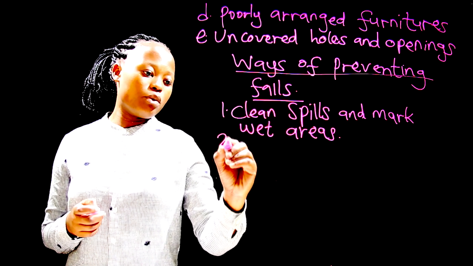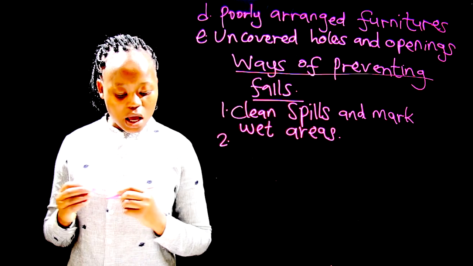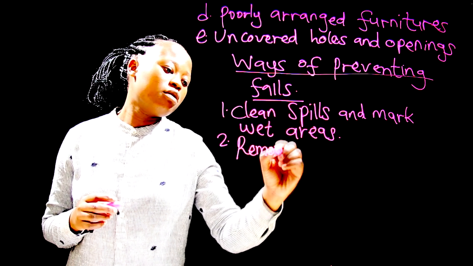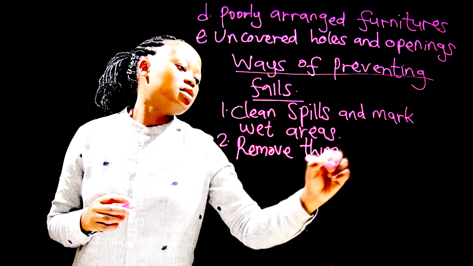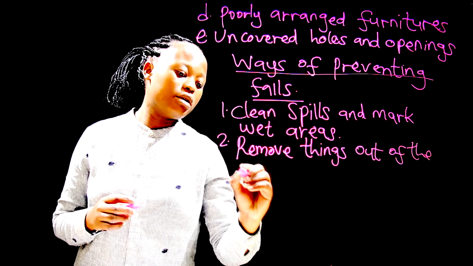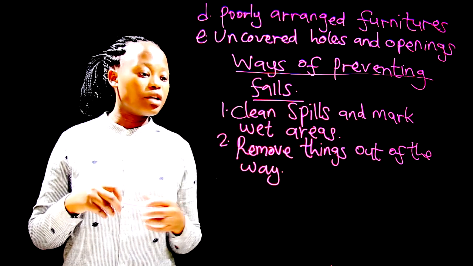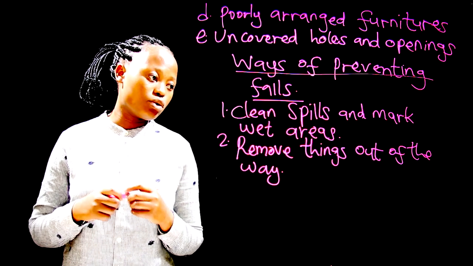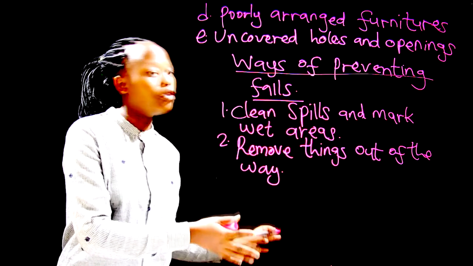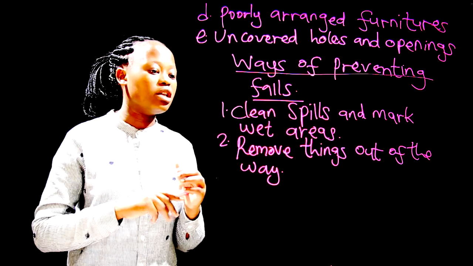Then number two, another way we can prevent falls is by removing things out of the way. We need to remove any obstacle that can block us, or that can make us fall. If we have a block, we need to remove it, which simply means that we need to put things in their correct places.